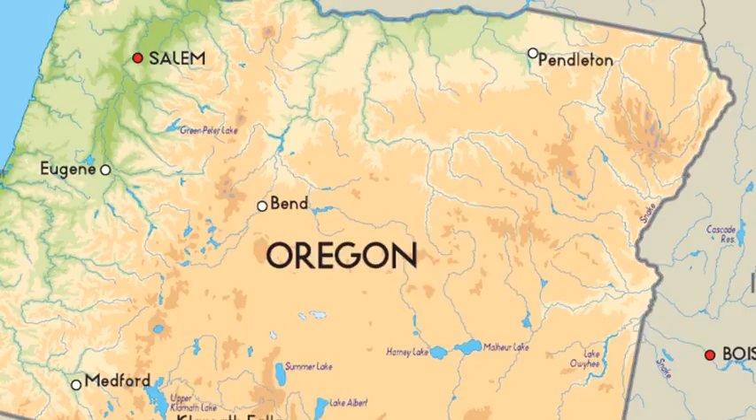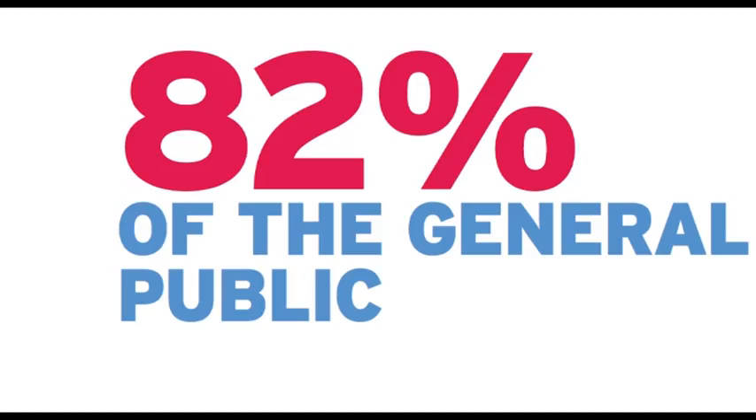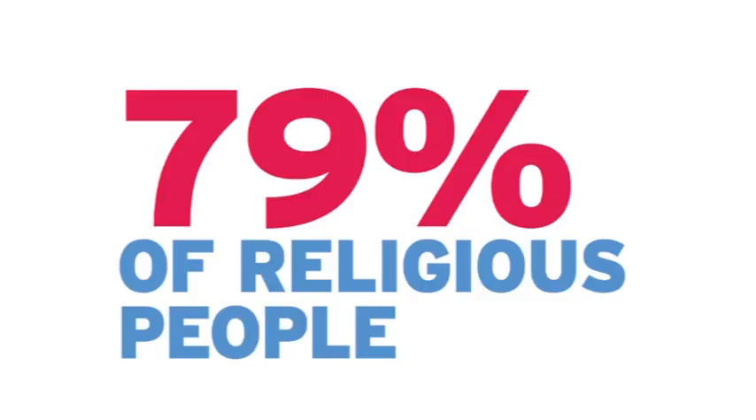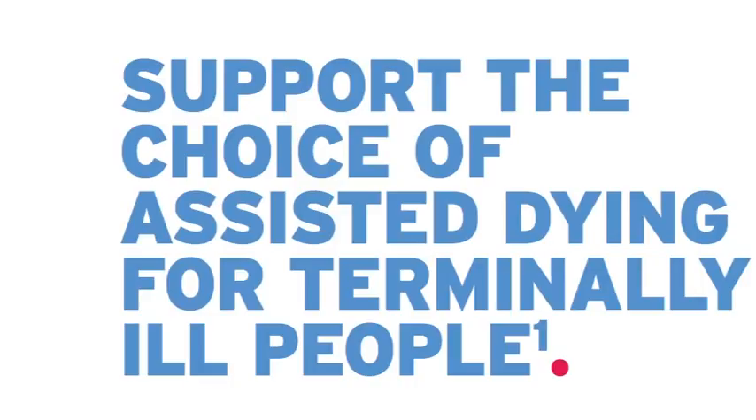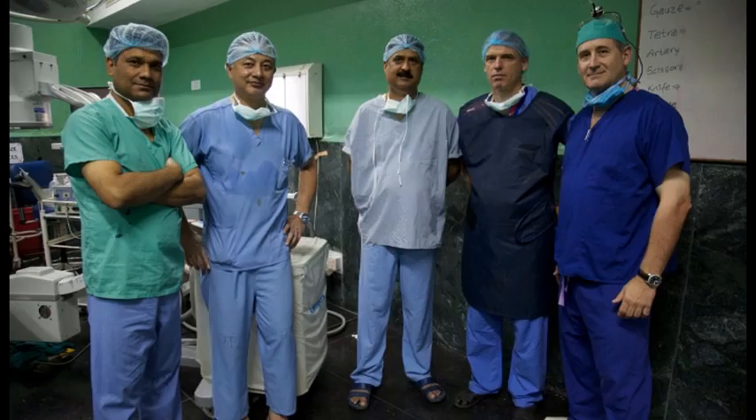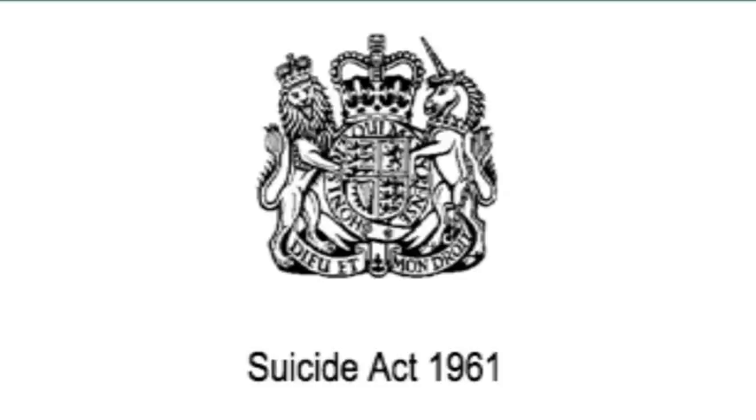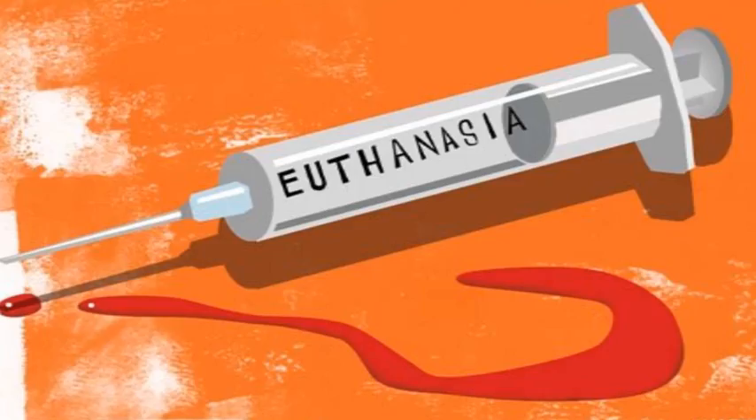In Oregon, where euthanasia is legal, 82% of the general public, 79% of religious people, and 86% of disabled people support it for the terminally ill, which are relatively high numbers. British doctors help nearly 20,000 people die a year, despite euthanasia being unlawful where they are based. The law made in 1961, called the Suicide Act, treats euthanasia as murder, and shows how strongly some people feel about the subject, to risk their lives for another.